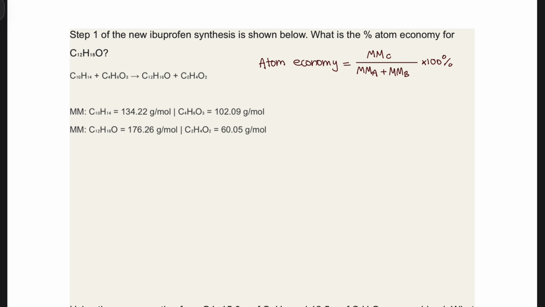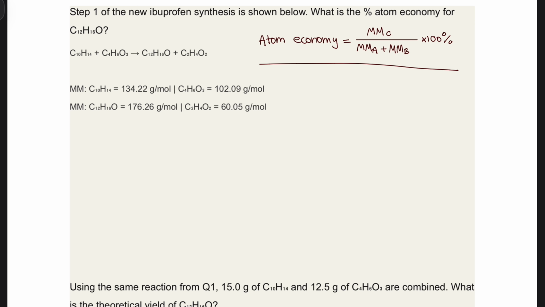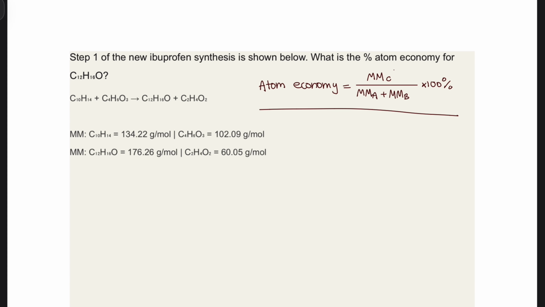So step 1 of the new ibuprofen synthesis is shown below. What is the percent atom economy for the product? So a lot of this is just plugging into the formula. So we have the atom economy formula right here. And the M indicates molar mass, and C will be the desired product. And then on our denominator, we have all of the molar masses of the reactants.